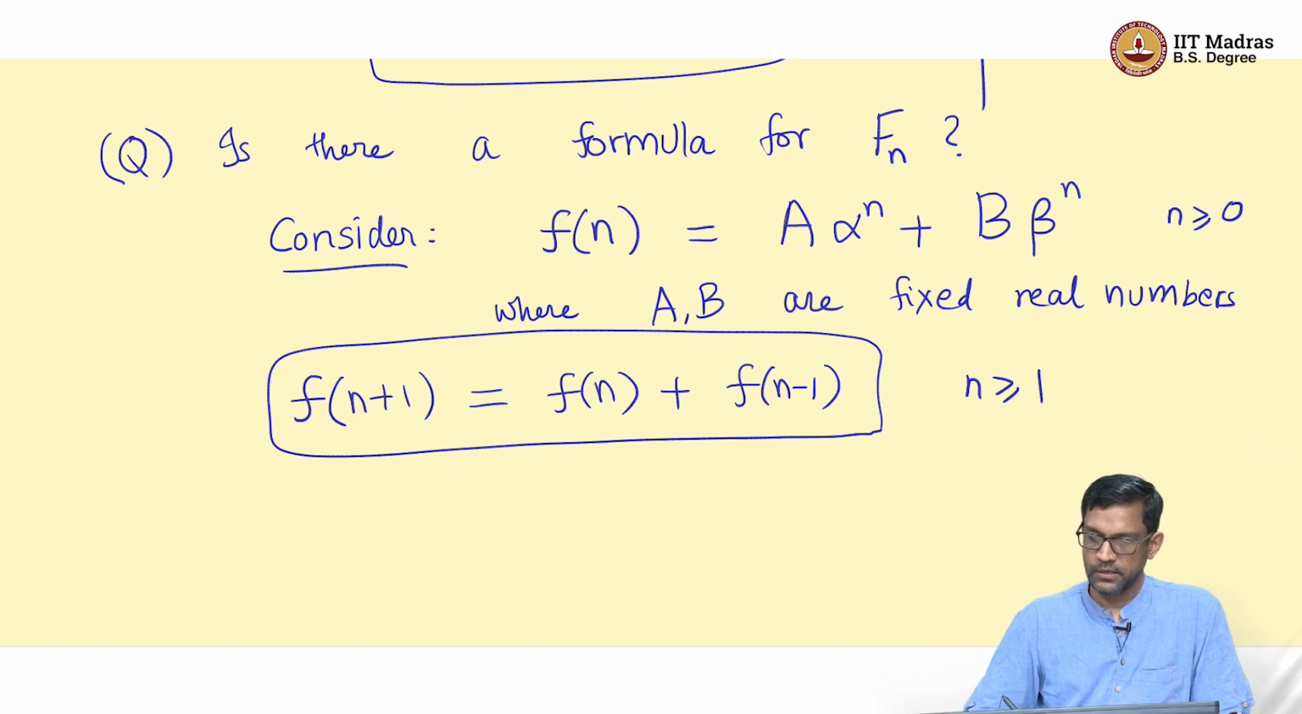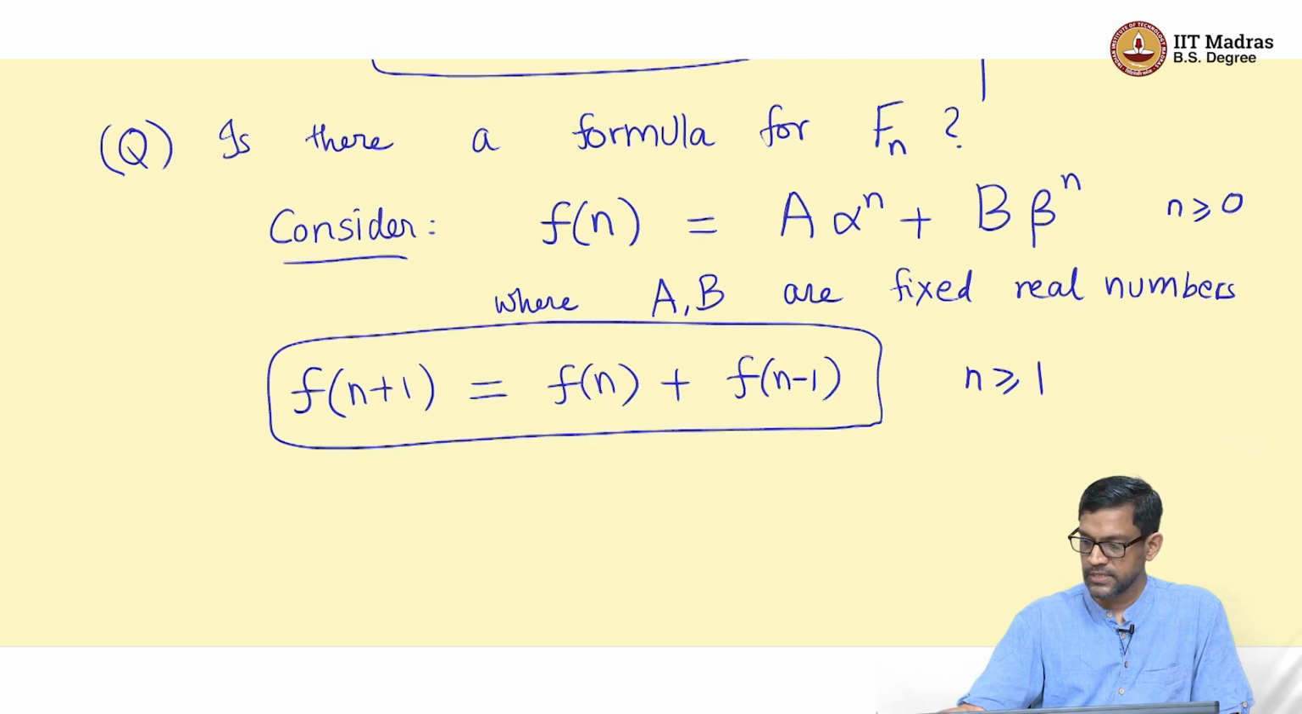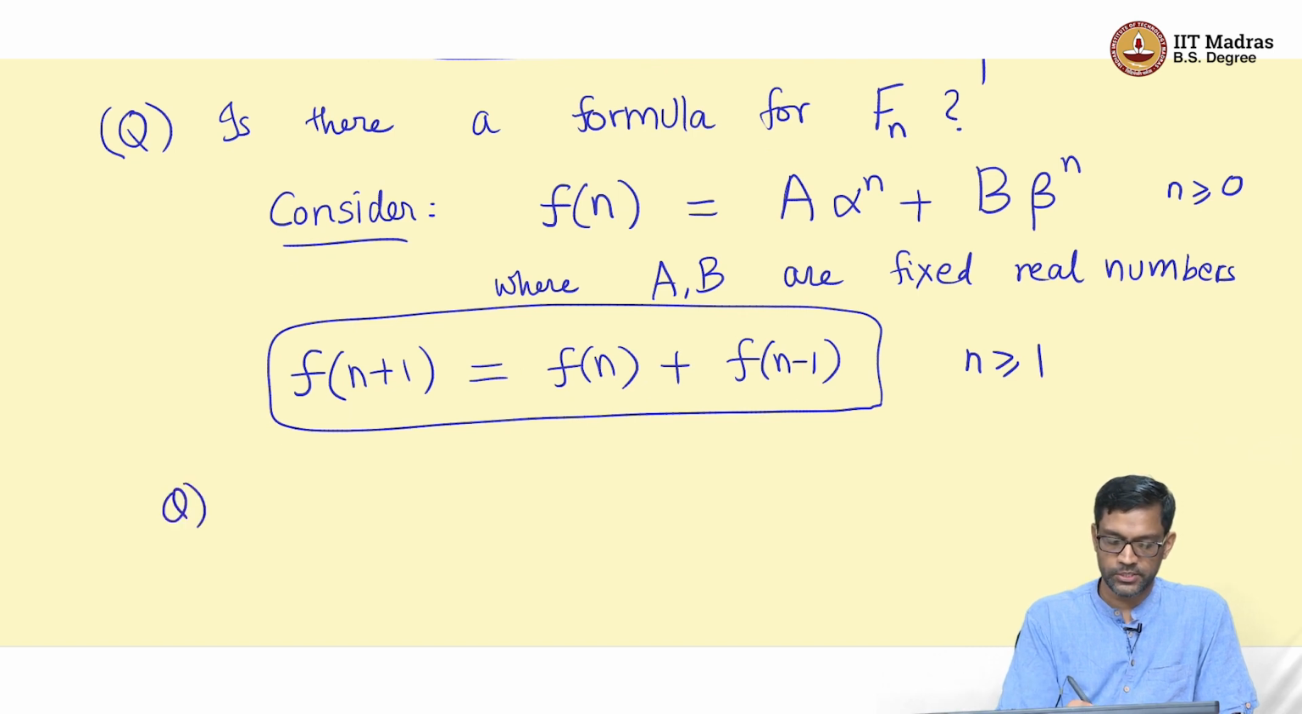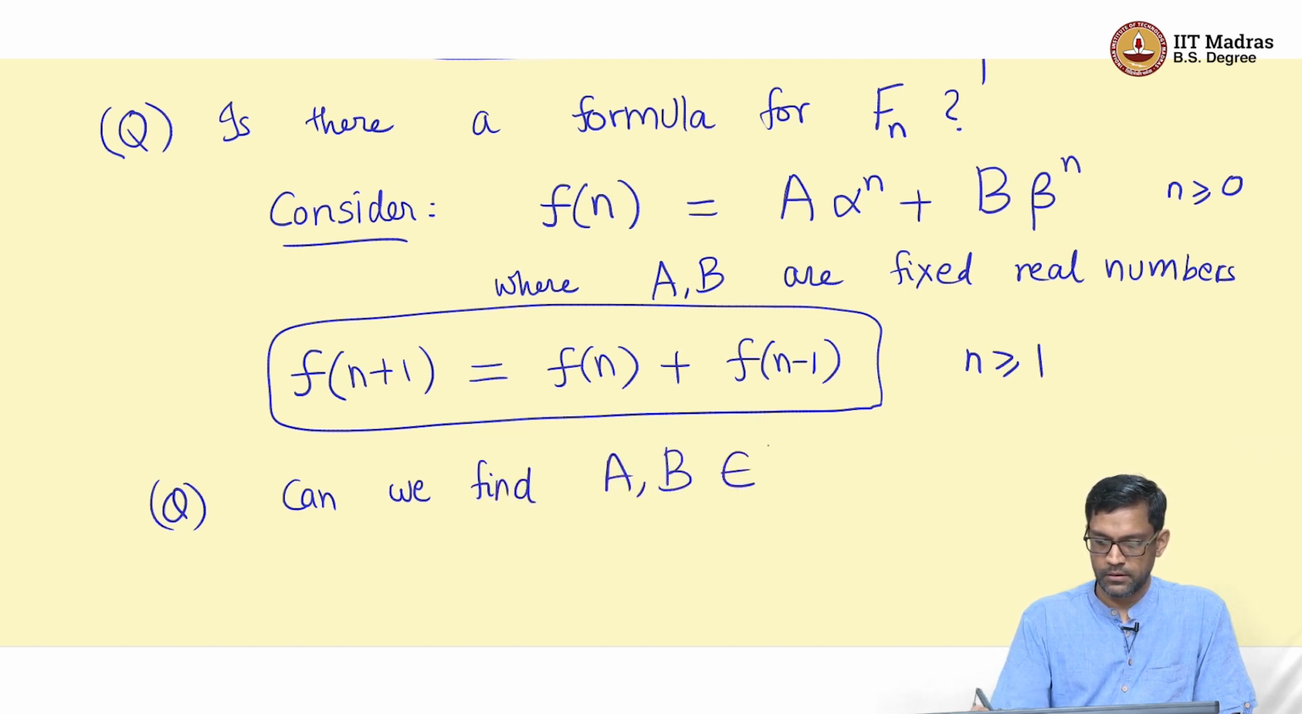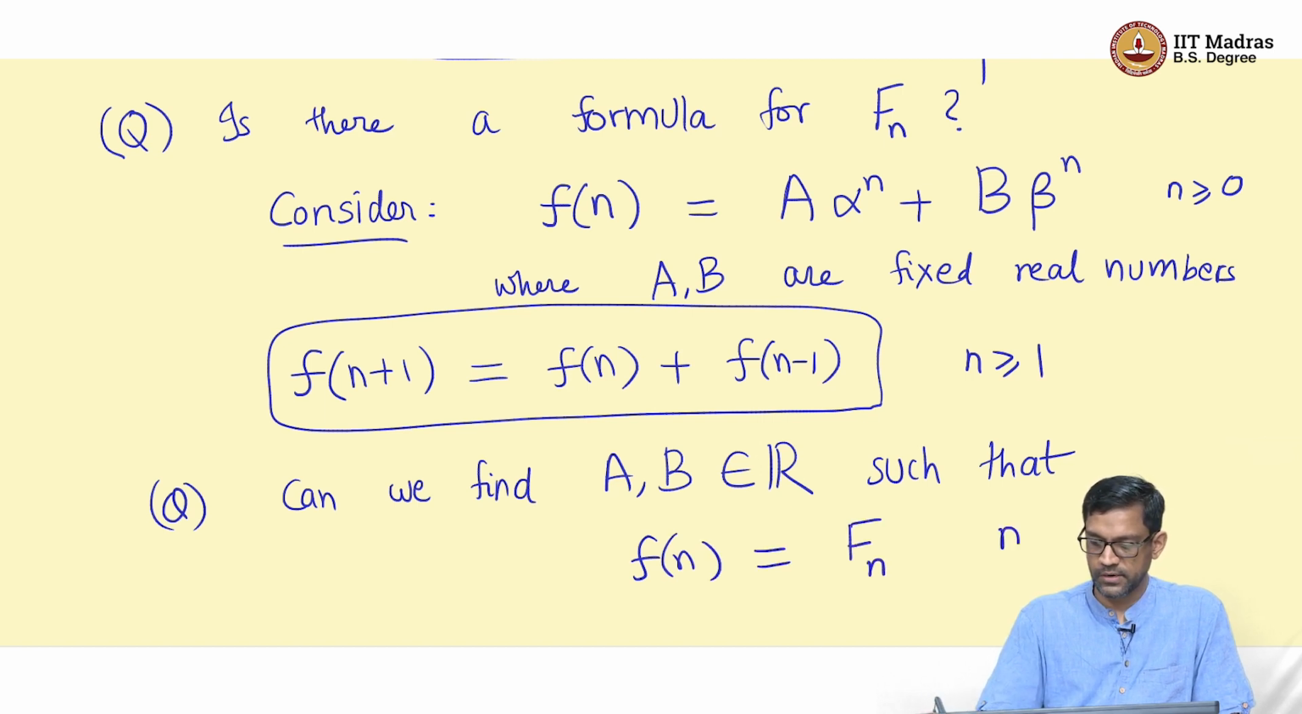Now, the question is the following: can we somehow find constants a and b such that this function f of n has values that exactly match the values of the Fibonacci sequence? That is the problem we will try and answer. Question: can we find real numbers a, b such that this value of f of n turns out to be the nth Fibonacci number F_n, for all n greater than or equal to 0?